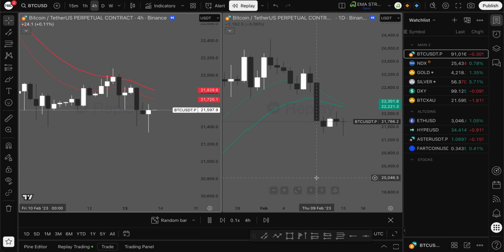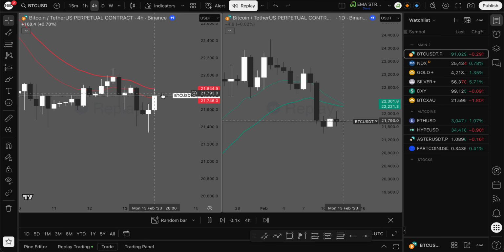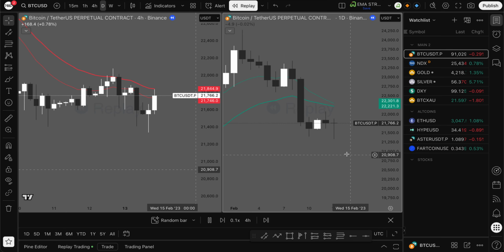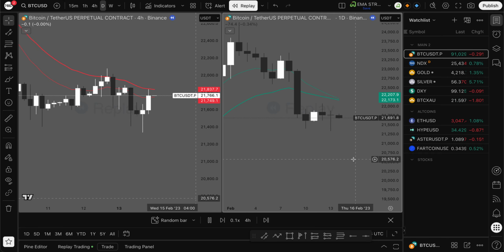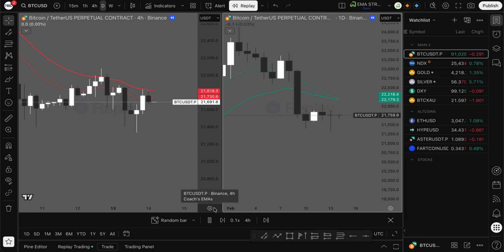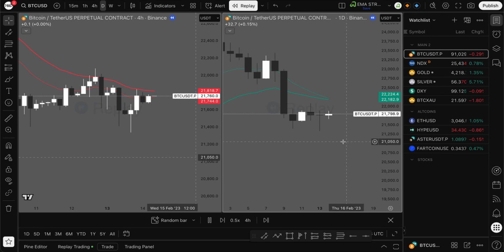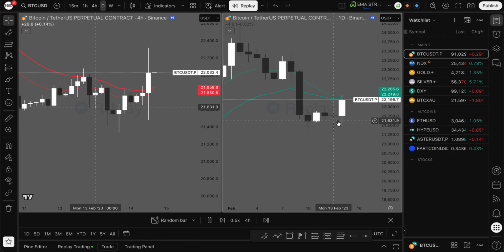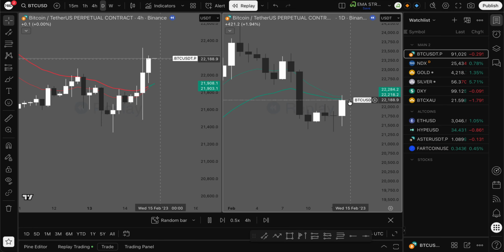So let's see what happens. We go back here. A rejection. Yeah, let's play it a little bit faster just to kind of have an idea. I just want to show you what I did with all my backtests. So we're still in the green.